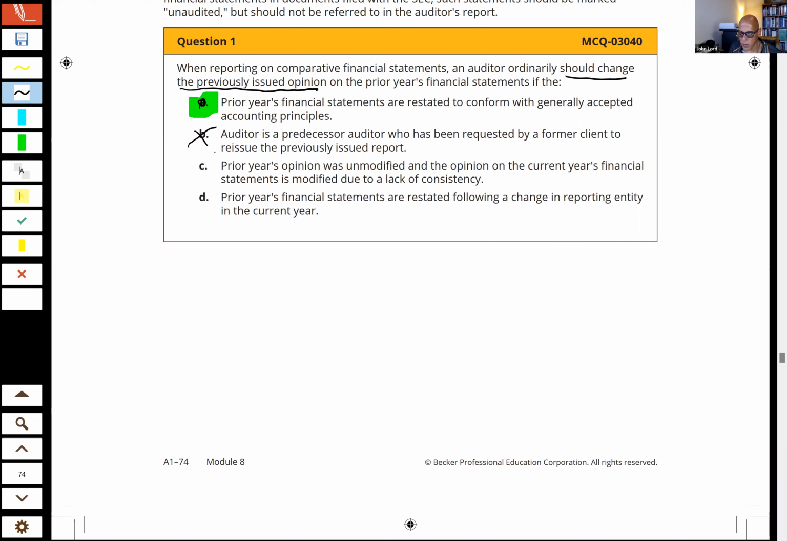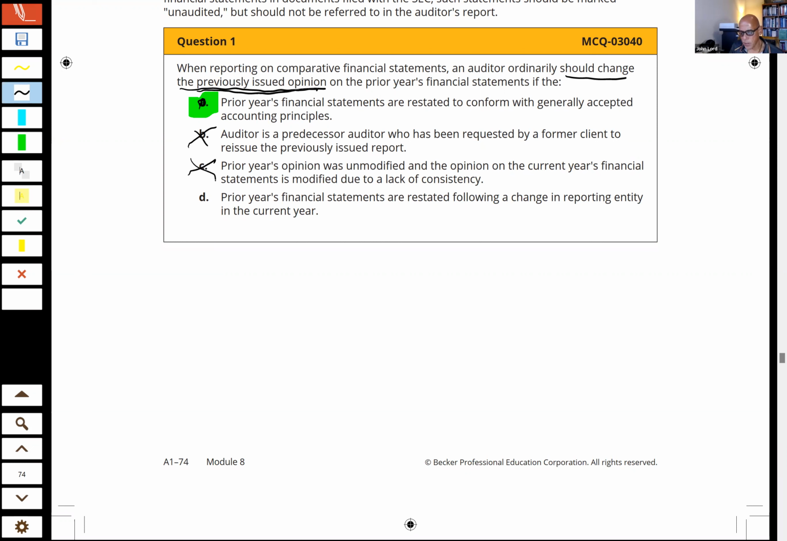C, prior year's opinion was unmodified, and the opinion on the current financial statements is modified due to lack of consistency. Well, they said change on what? The previously issued opinion. Prior year statement was unmodified. Current year statements is modified. So what? I'm not changing anything. I would still have the same opinion on the prior statements, so I didn't have to change anything.